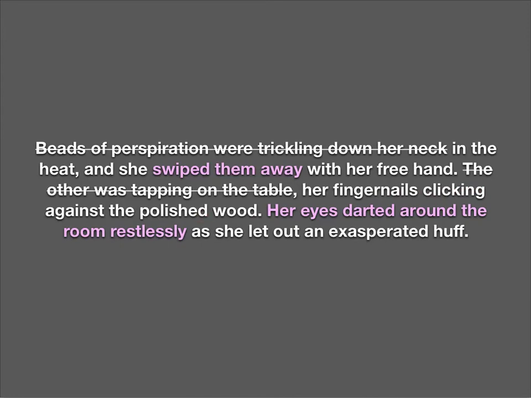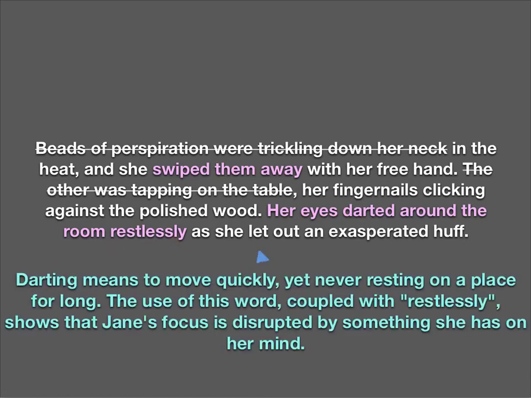So the next one that presents itself is actually her eyes darted around the room restlessly. How do we explain this? Now the word darting means to move quickly, but it never rests on a place for long. You move here and there very quickly. It actually matches up perfectly with this word restlessly, to show that this person's focus is disrupted. She is unable to concentrate for some reason, and this is likely to be her impatience. She is waiting for something, and that is what is disrupting her focus.